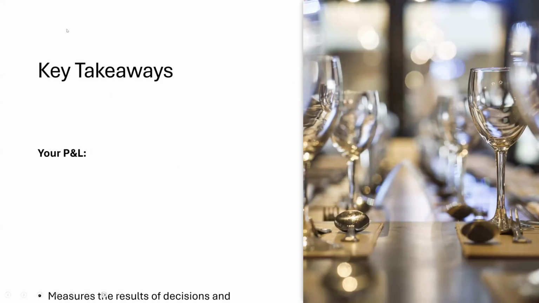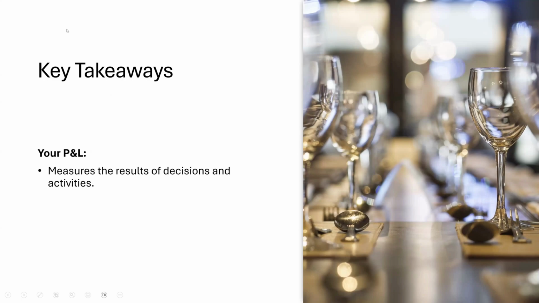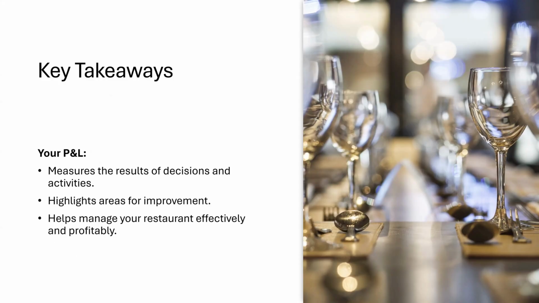So your P&L measures results of decisions and activities. Again, this is stuff that's really happened in the past. It's the accumulation of all those numbers over the last 2 weeks, month, quarters, year, that type of thing. It certainly highlights your areas for improvement, but it also helps you manage your restaurant effectively and profitably.